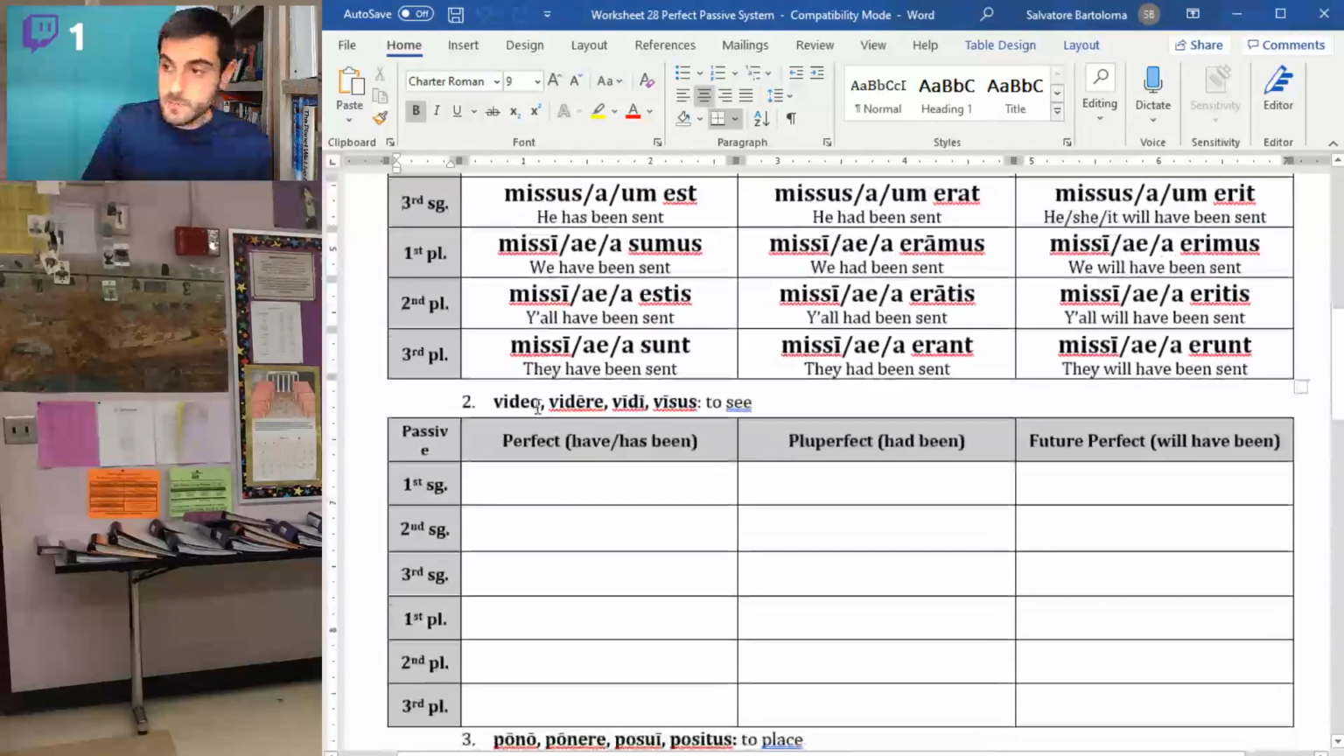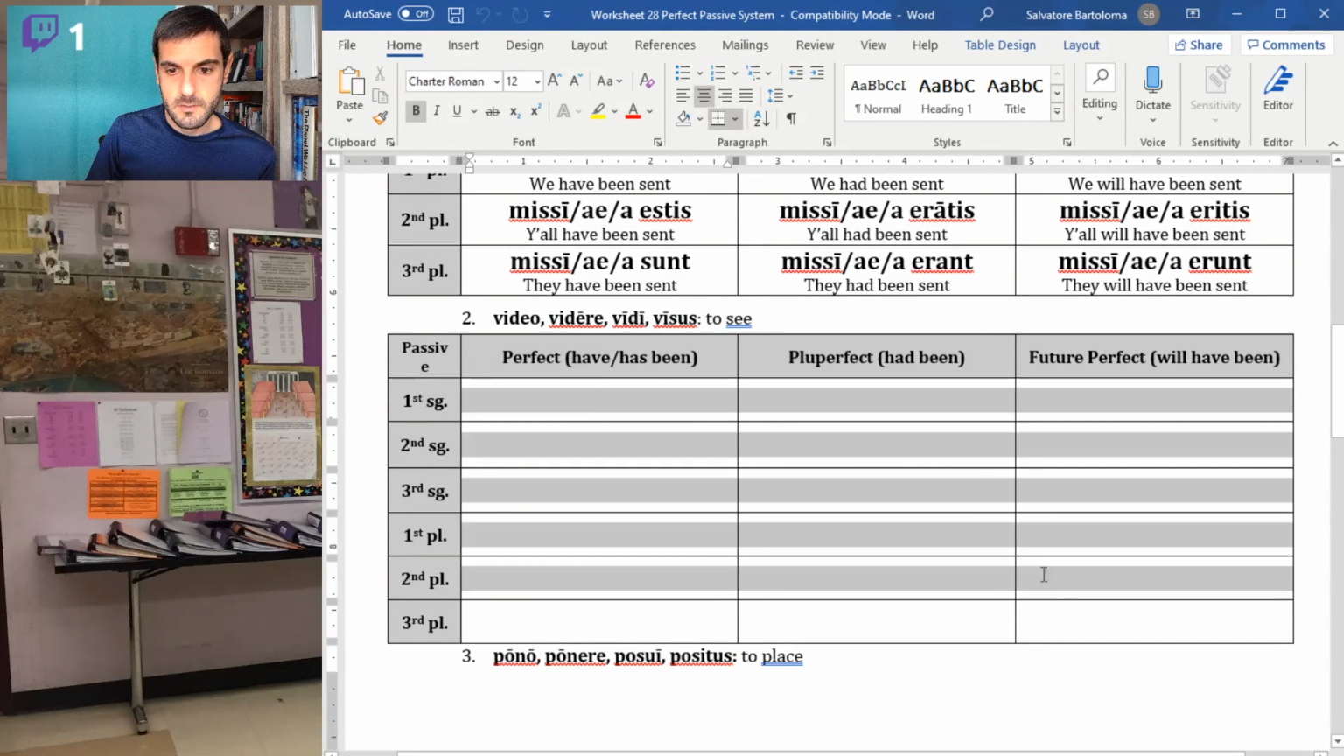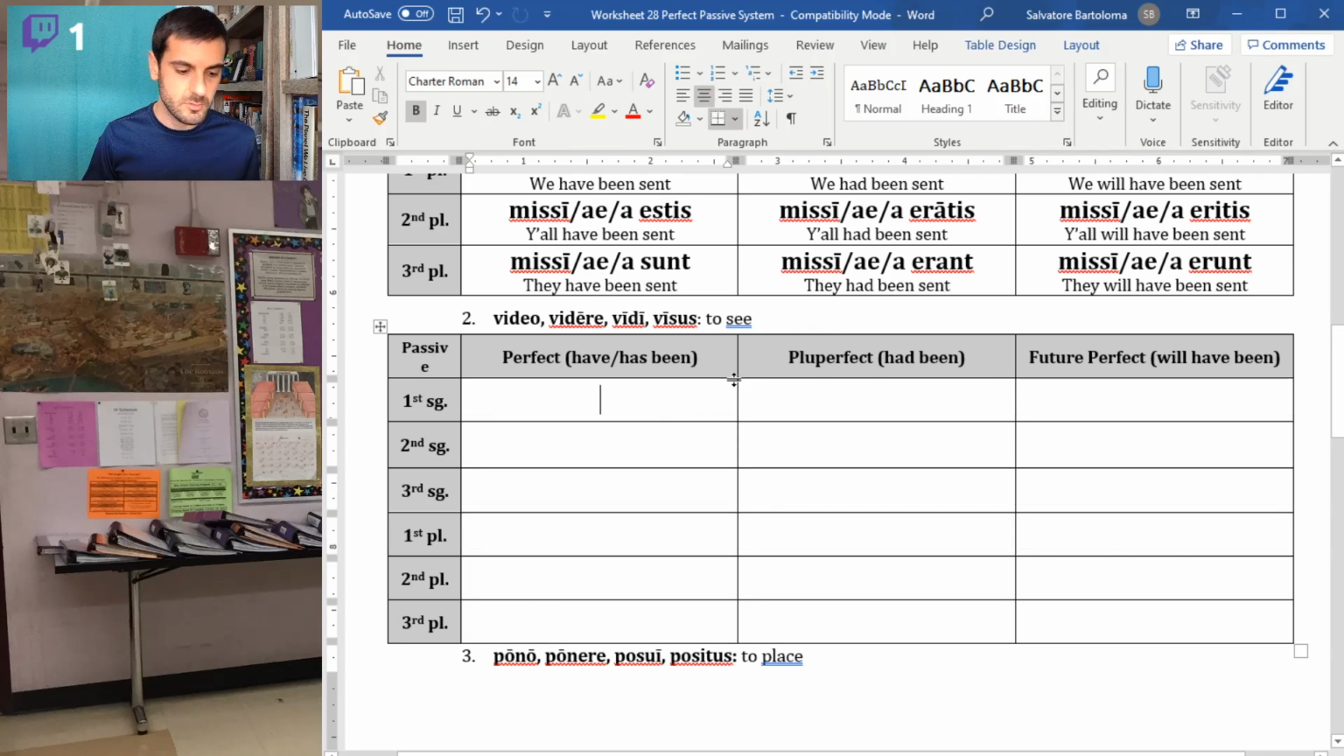So we're going to jump right in. This is really not a lengthy worksheet, so I just want to make sure everybody has a good handle on how to conjugate these. I didn't give you guys a gender to use, so feel free to mix it up. I'm going to do the first one masculine, the second one feminine, the third one neuter, just to see them all. So the verb here, video, videre, vidi, visus, to see. For everything perfect passive, we're going to that fourth principal part.